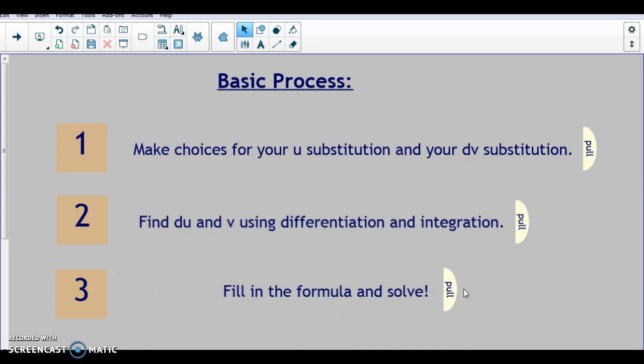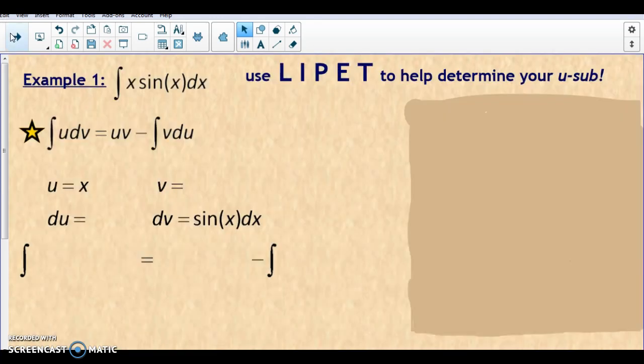Third step is then to just fill in that formula, that ultraviolet voodoo formula, and then solve. So let's see our first example. The first example is x times sine of x dx. This problem is a candidate because you have a polynomial and a trig function multiplied together, and you need to decide which thing is going to be your u, and which thing is going to be your dv.